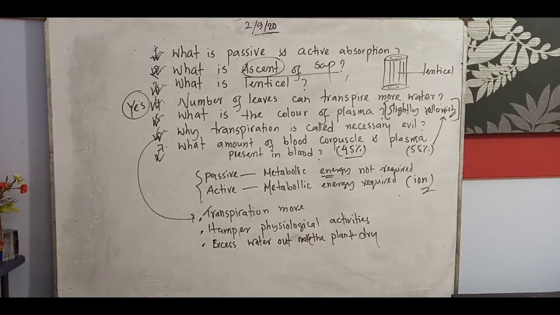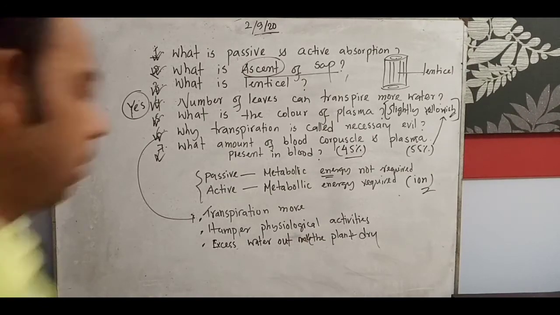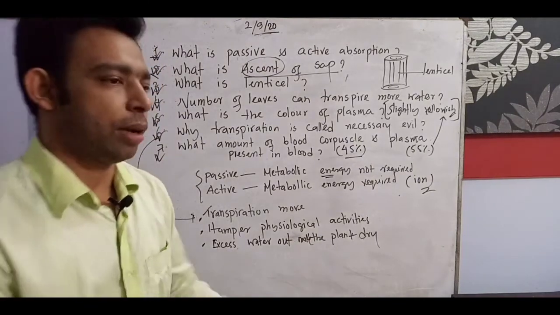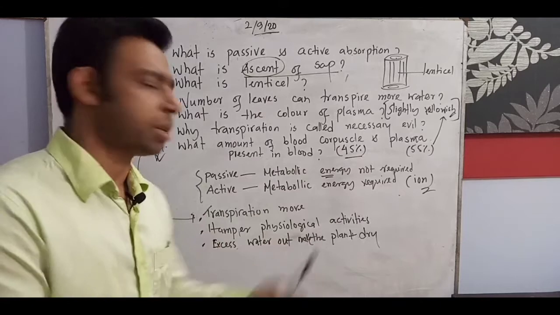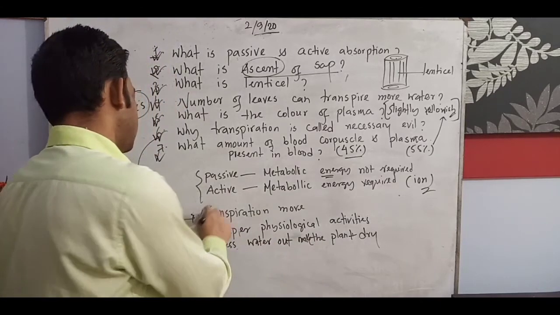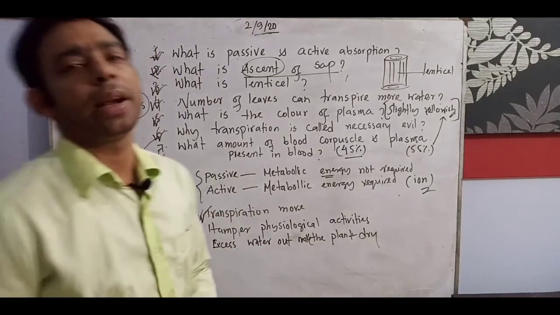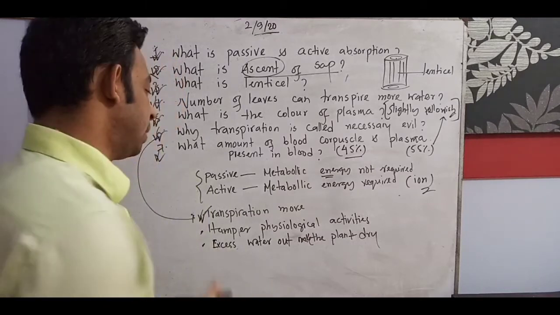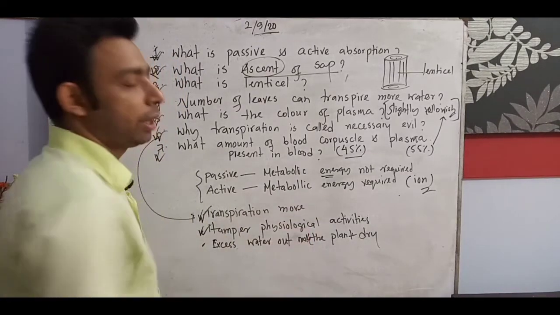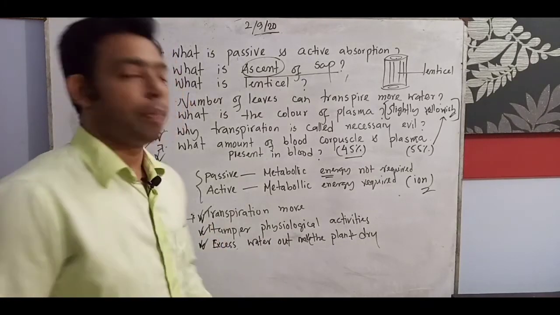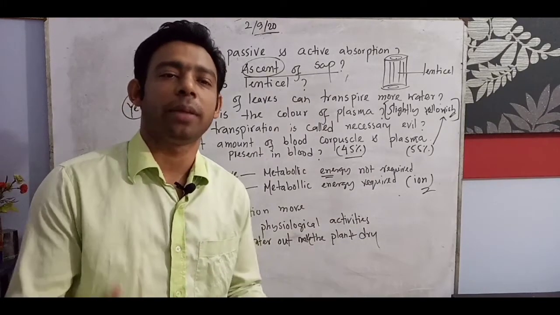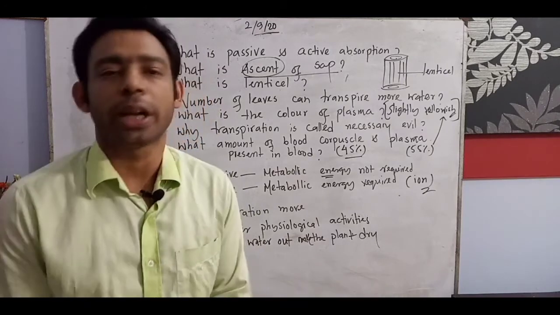First, what we have seen is transpiration more. At that time, there is no rainy weather, not enough water, but a very sunny day, and lots of water is transpired. So it is not good for plant growth, and it hampers the physiological activities because of this. And excess water out makes the plant dry. If the plant gets dry, we cannot get output from the plant.